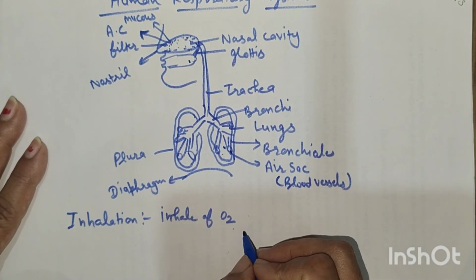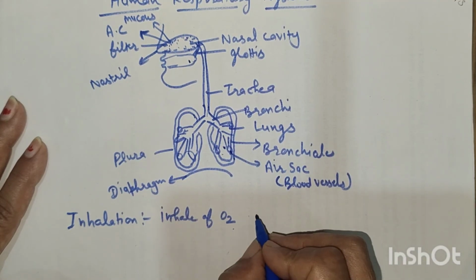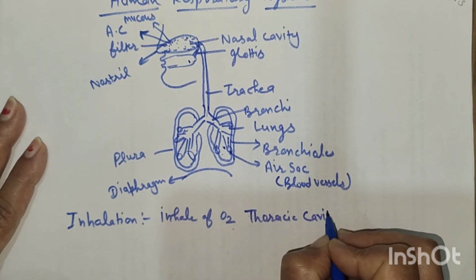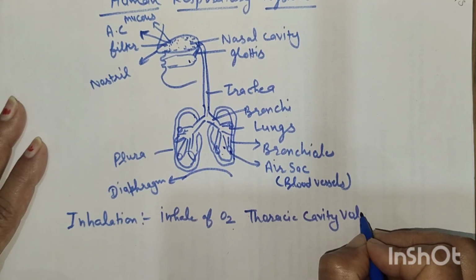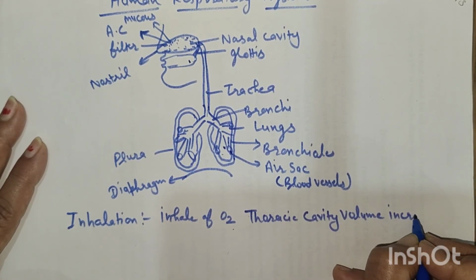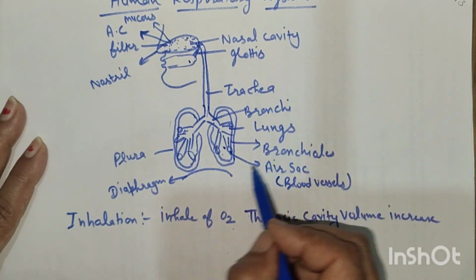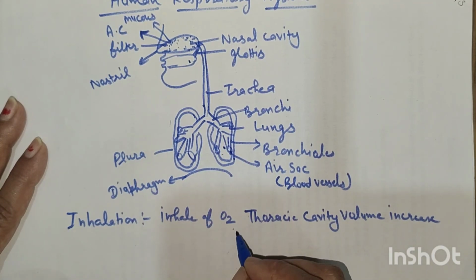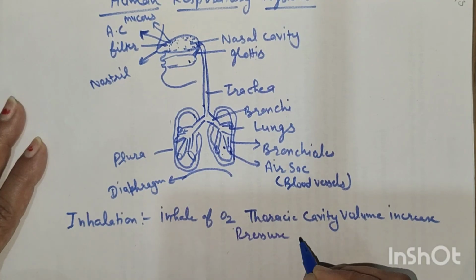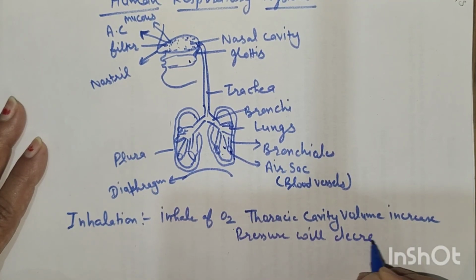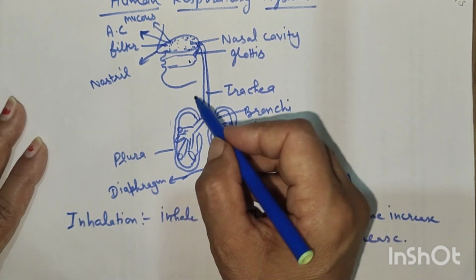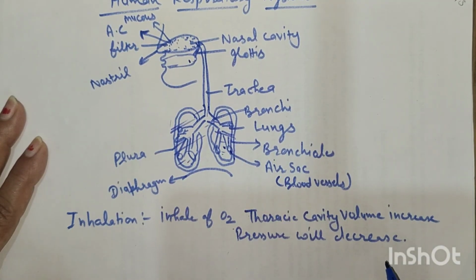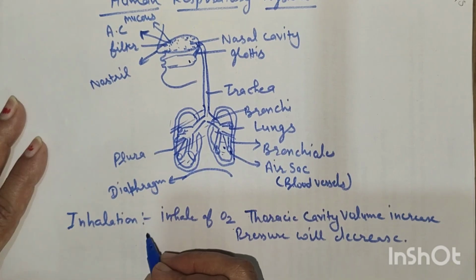Inhalation means inhaling O2, and this happens in the thoracic cavity. The chest cavity is called the thoracic cavity. The thoracic cavity volume increases. When the thoracic cavity volume increases, we inhale the maximum oxygen and the pressure decreases. This is controlled by the intercostal muscles. Here are the ribs, and with the ribs there are intercostal muscles, and these control the mechanism of breathing.